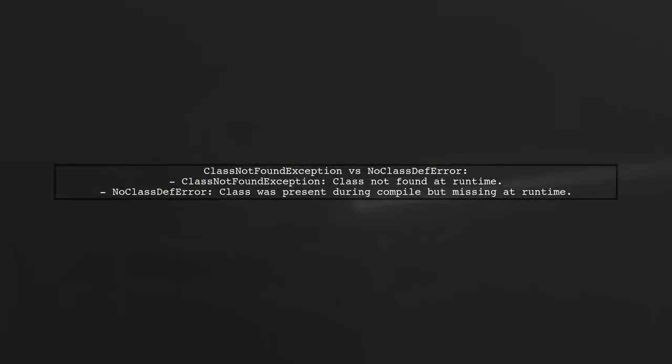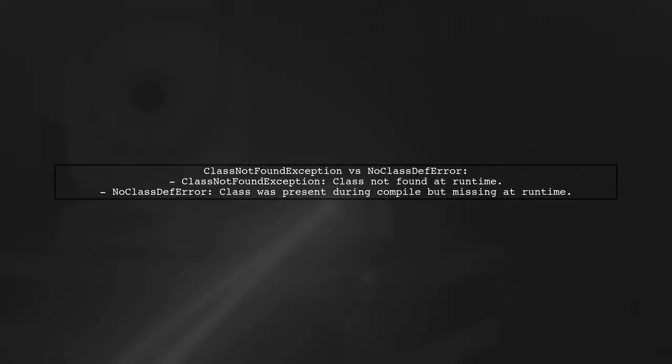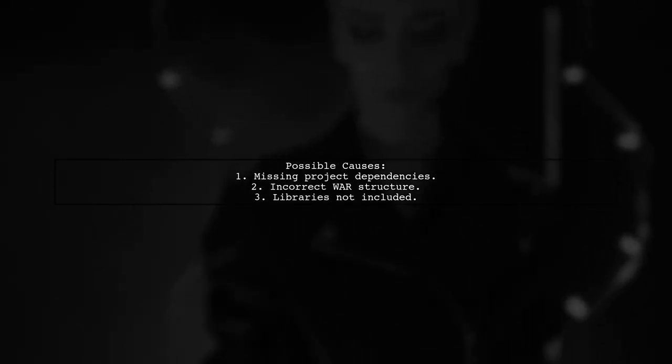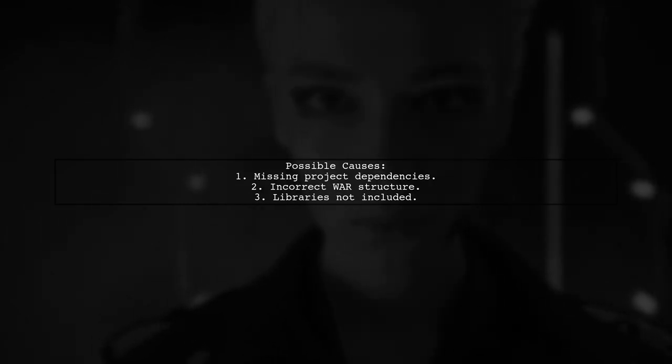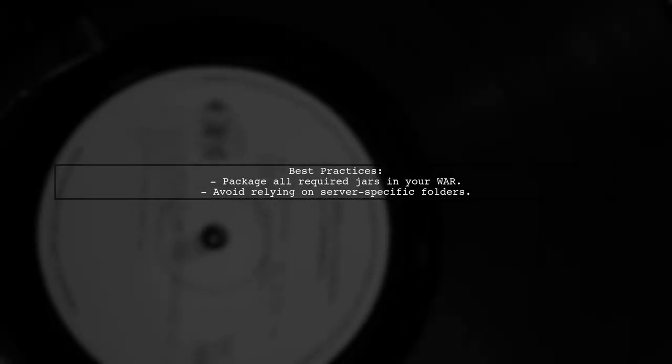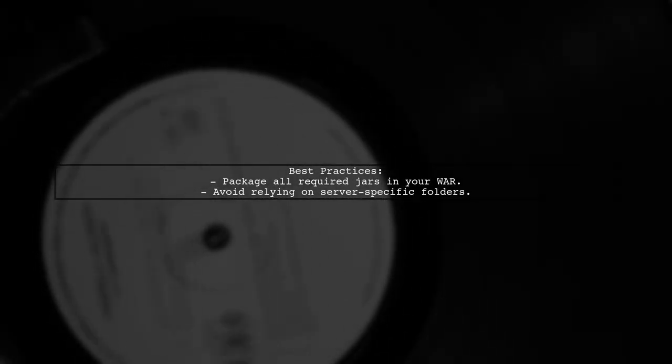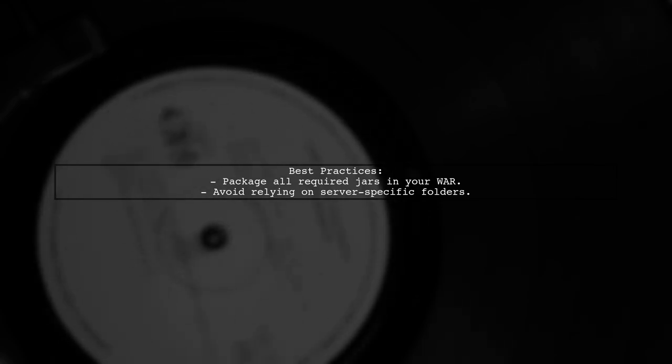A class not found exception can occur when a class is not available at runtime, even if it was present during compilation. This usually indicates issues with your class path or project structure. Possible reasons for this issue include missing dependencies, incorrect WAR structure, or libraries not included in the deployment. It's important to package all required libraries within your WAR file to avoid class loader issues on application servers.